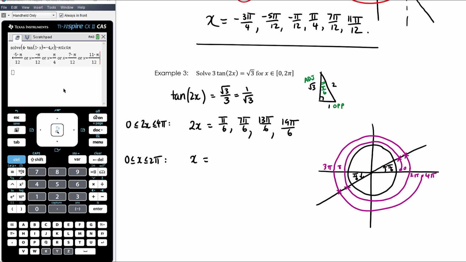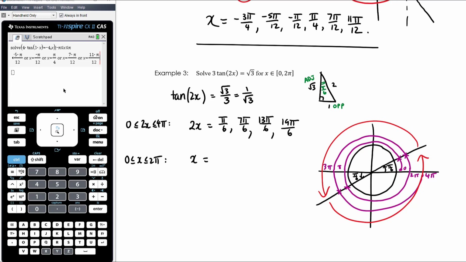Because of the way tan is defined in the unit circle, you'll see that the distance between each of the solutions is pi. So once you get your first solution, add pi gets you the next one, add pi gets you the next one, etc. So here, if we just add pi, add pi, add pi, we get all our solutions, okay? And that's because of the symmetry of tan in the circle, okay? They're always going to be pi apart.